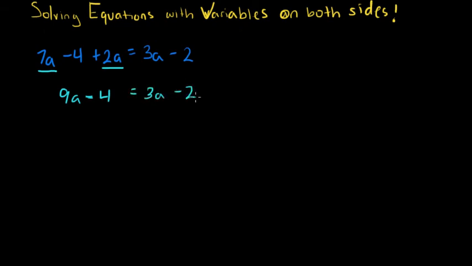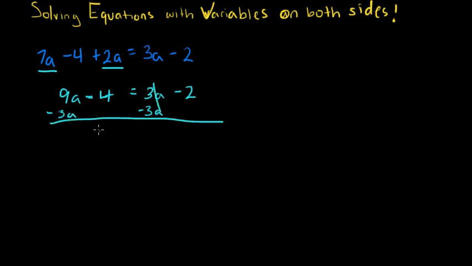equals 3a minus 2. And from here, I could subtract 9a from both sides. I could add 4 to both sides. I could subtract 3a on both sides. I could add 2 to both sides. None of those are wrong. You just got to pick one and go with it. You notice I've said that a lot, but it helps drive the point home. So let's, I don't know, let's subtract 3a on both sides.